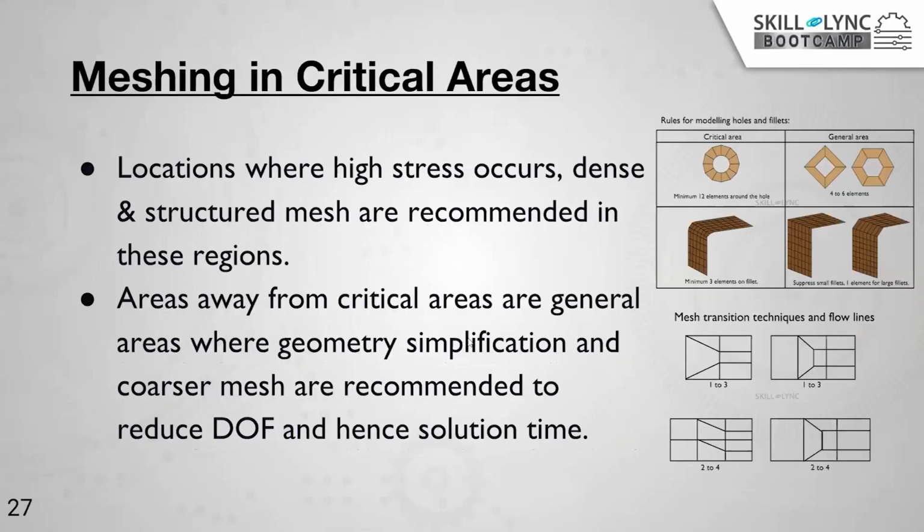Now these are some tips and tricks for meshing in critical areas. At locations where high stress occurs, a dense and structured mesh is recommended. Just take an example. Suppose this is a hole you want to mesh. The hole is circular in shape, and if you mesh it using only 4 elements, it is representing more like a square. Are you able to capture the actual geometry properly? No. That is why you need to mesh it finer. Generally, a minimum of 12 elements around the hole is suggested, but in the organization I work for, I follow a minimum of 16 elements around the hole to capture the shape more properly.